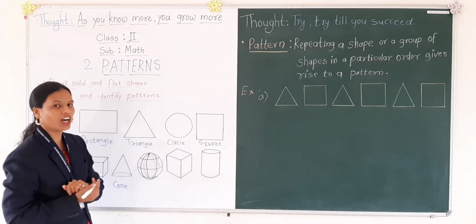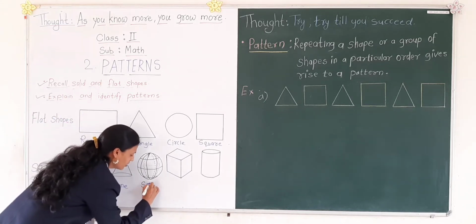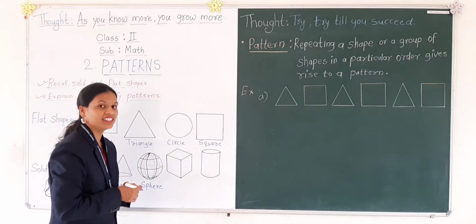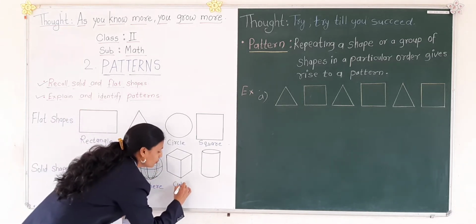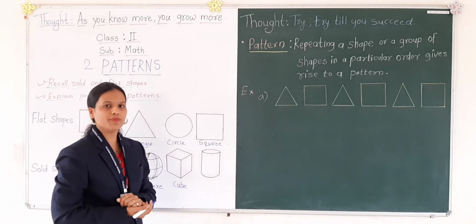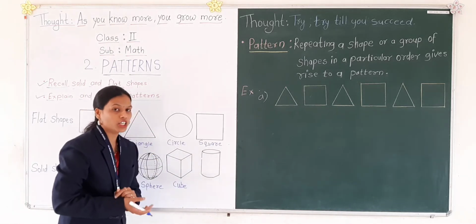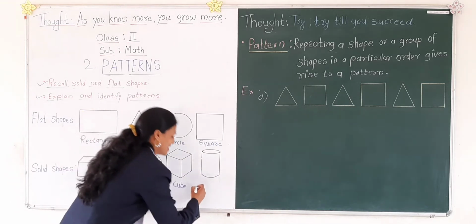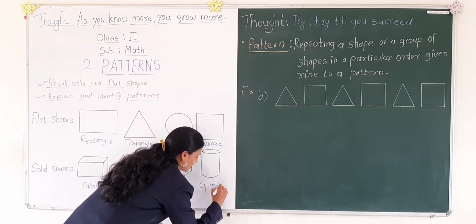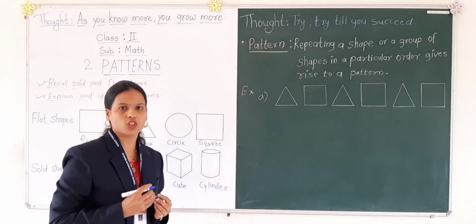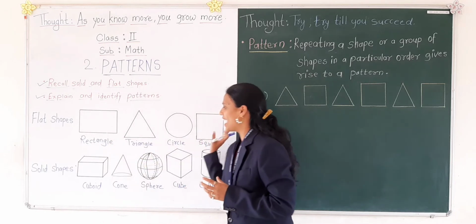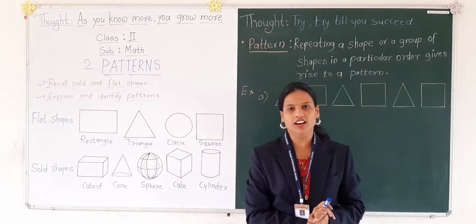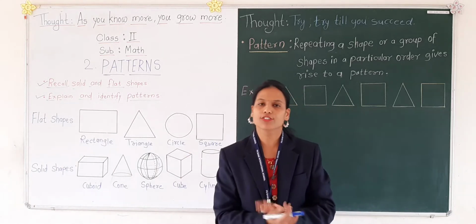We use a ball to play, right? And what is the shape of a ball? Very good. Sphere. This one, very good. Cube. And the last shape, what is the name of the shape? The shape of our water bottle. What shape is this? Cylinder. Very good. Understood? All these flat shapes as well as solid shapes we have already learned in chapter number 1.